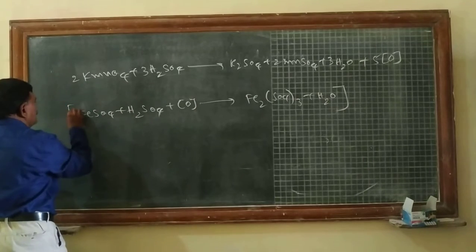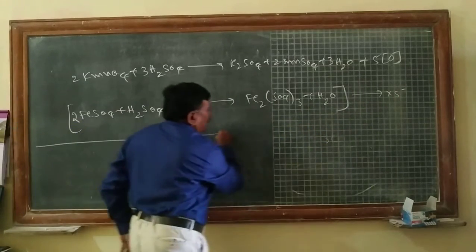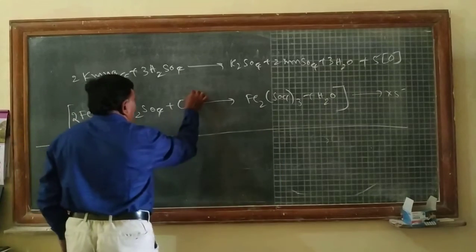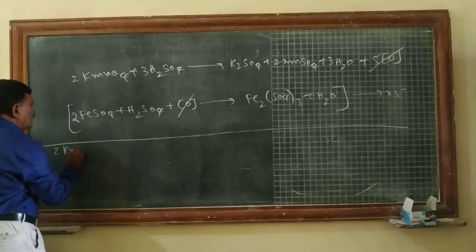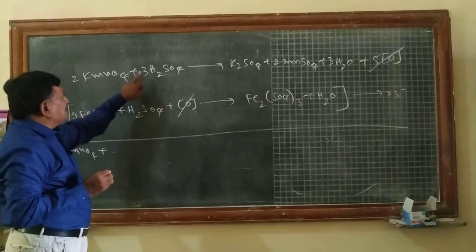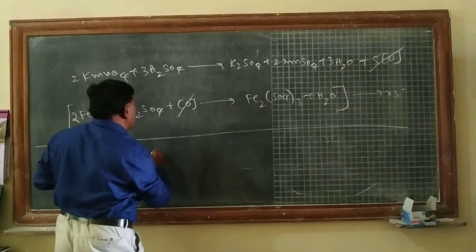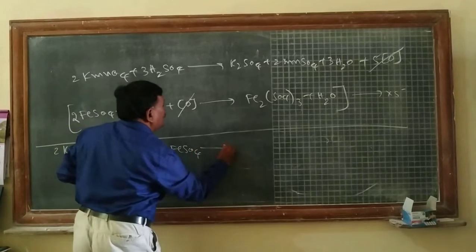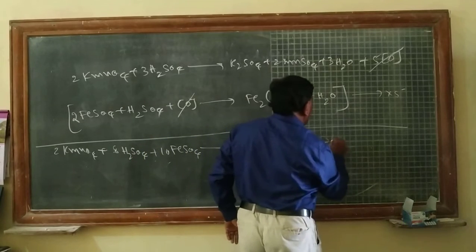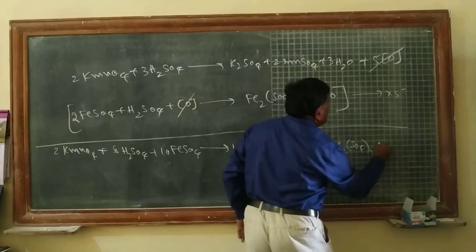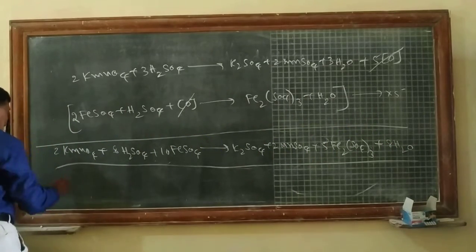Now the second equation will be multiplied by 5. Now we can write down the overall equation. So these nascent oxygen atoms and these nascent oxygen atoms will get cancelled. So we get the equation: 2KMnO4 plus 8H2SO4 plus 10FeSO4 gives rise to K2SO4 plus 2MnSO4 plus 5Fe2(SO4)3 plus 8H2O. So this is called the overall reaction.